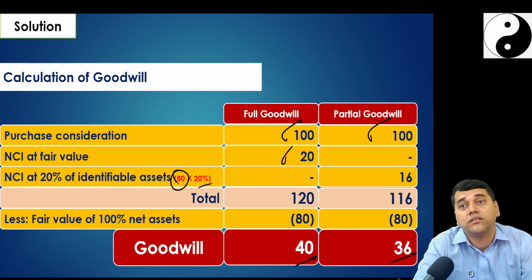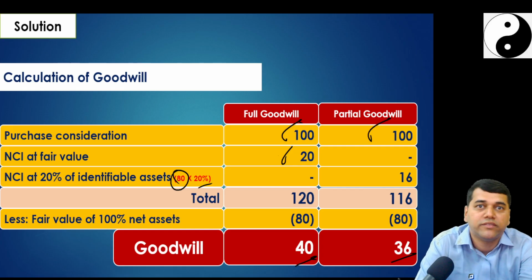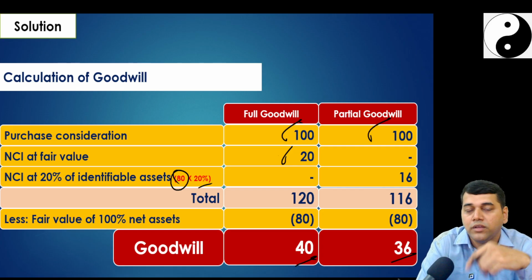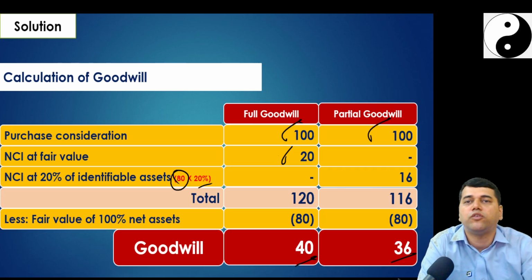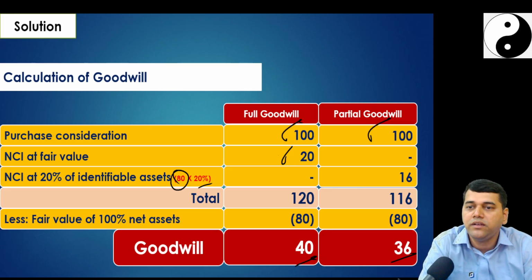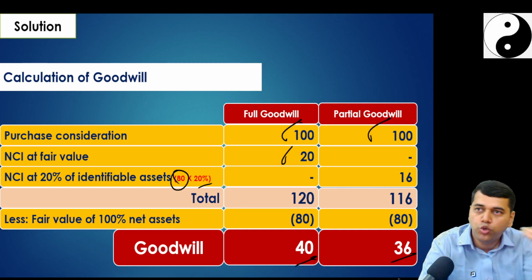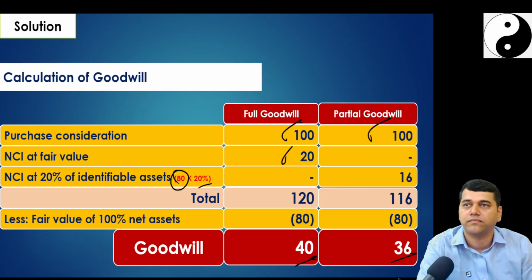This is when, 1st March, did you know that the brand was there? No. If you come to know later, what entry would you pass? This is what you would have done. You would have passed one accounting entry: net asset account debit, goodwill account debit, say 40 or 36, whatever, to purchase consideration, to NCI.